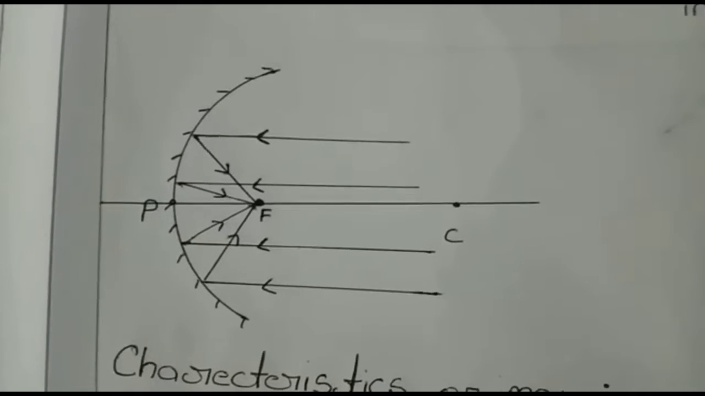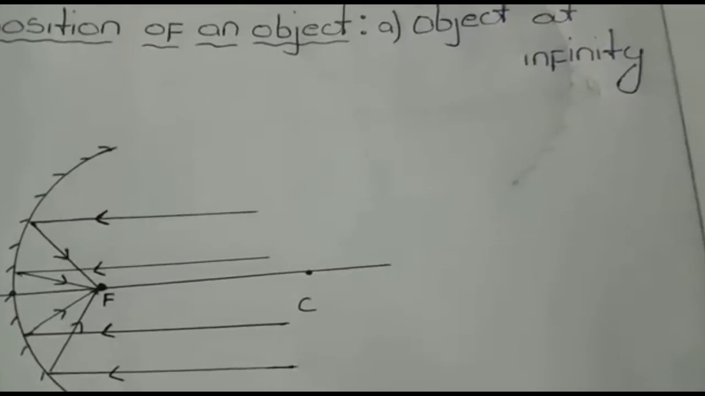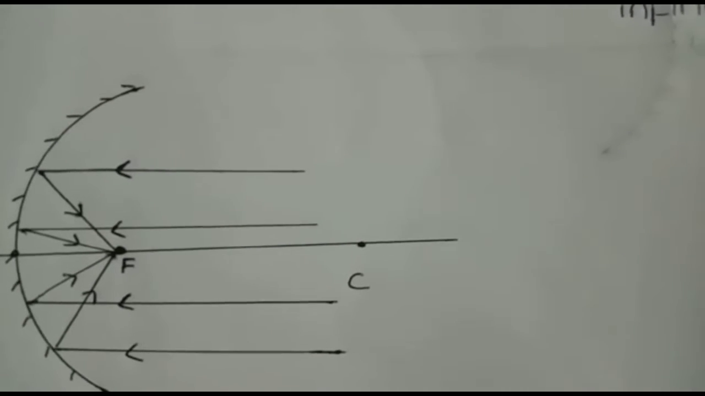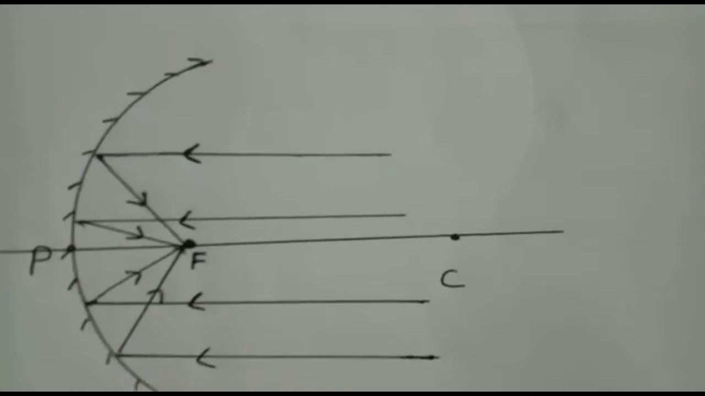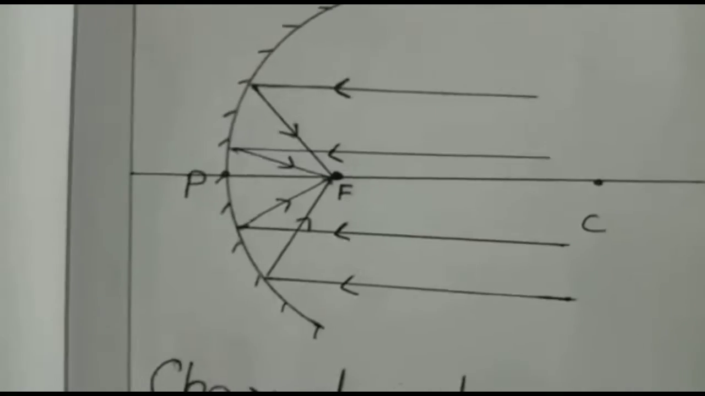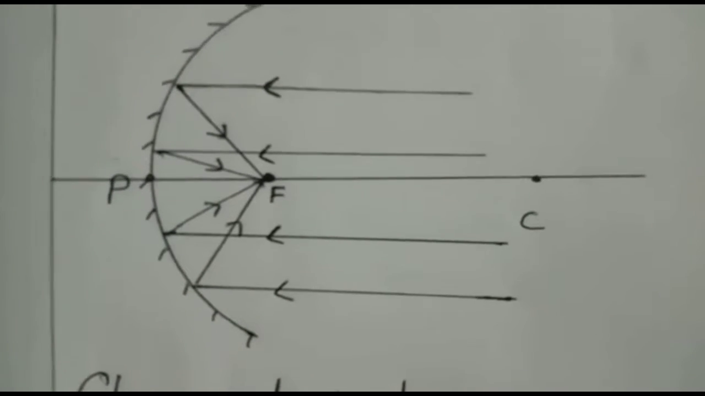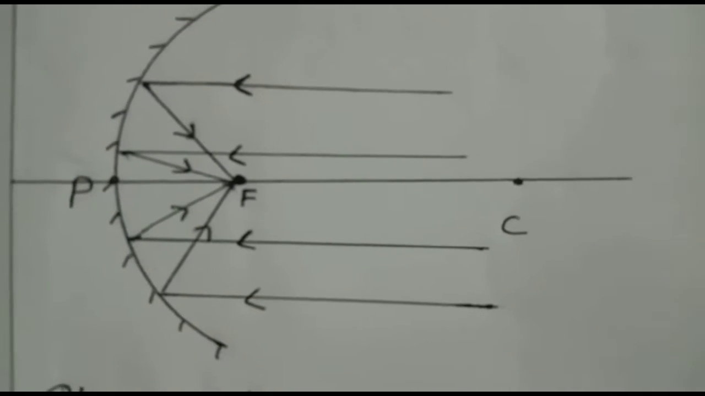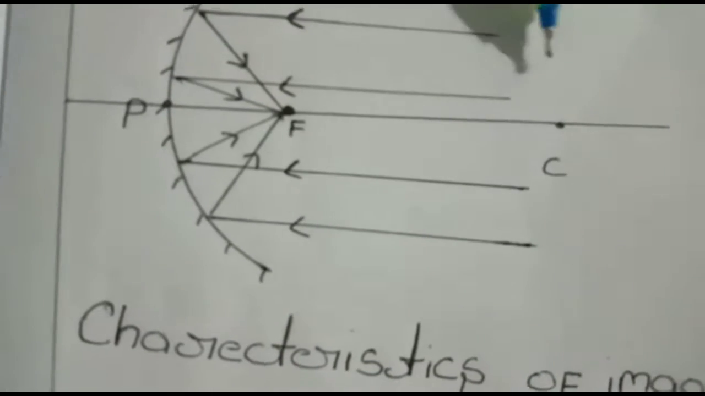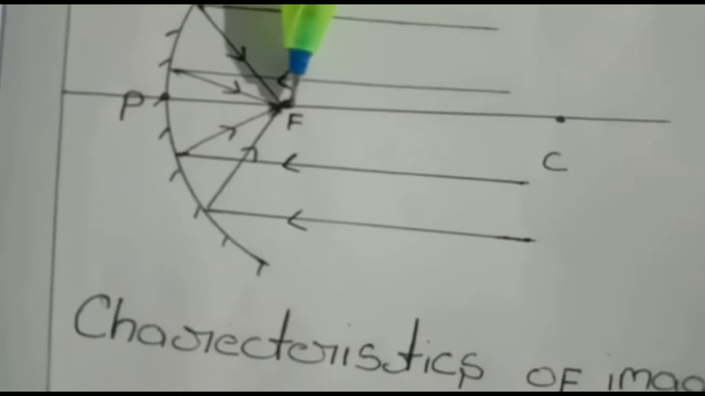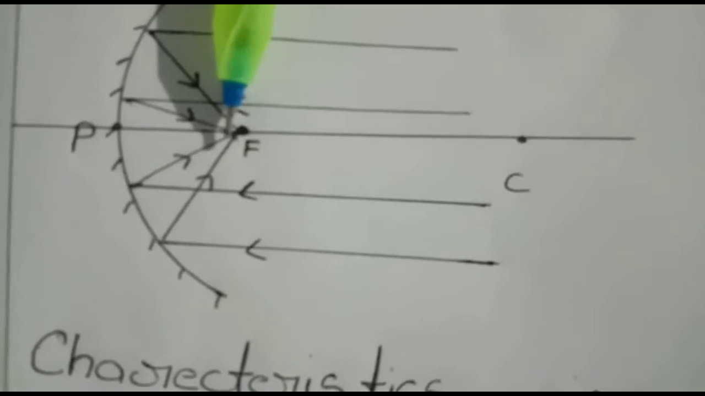Okay, student friends, concave mirror: a beam of light parallel to the principal axis falls on the concave mirror. If parallel rays fall on the concave mirror, what happens? Yes friends, I hope you know, if parallel rays fall on the concave mirror, they automatically converge. This is the reflected ray. Here, F means focus. Here the image is formed.